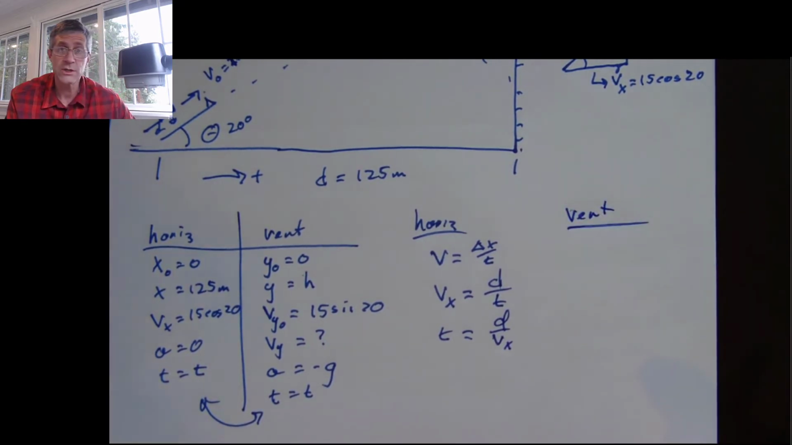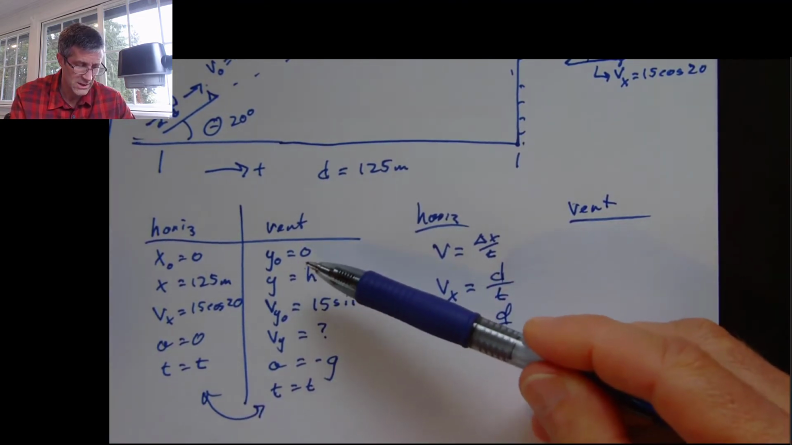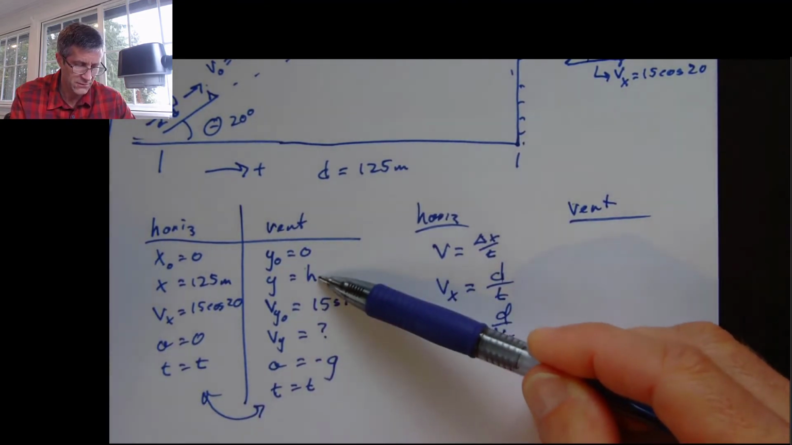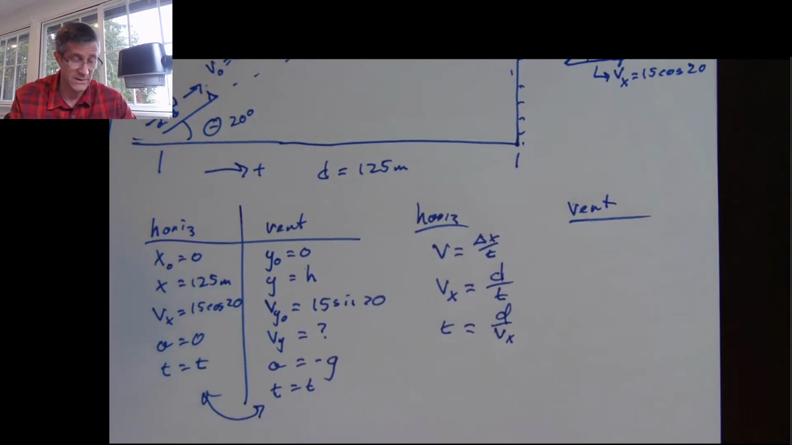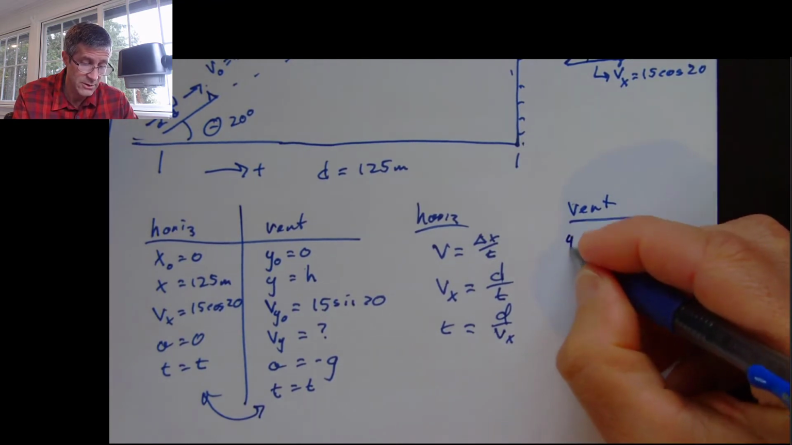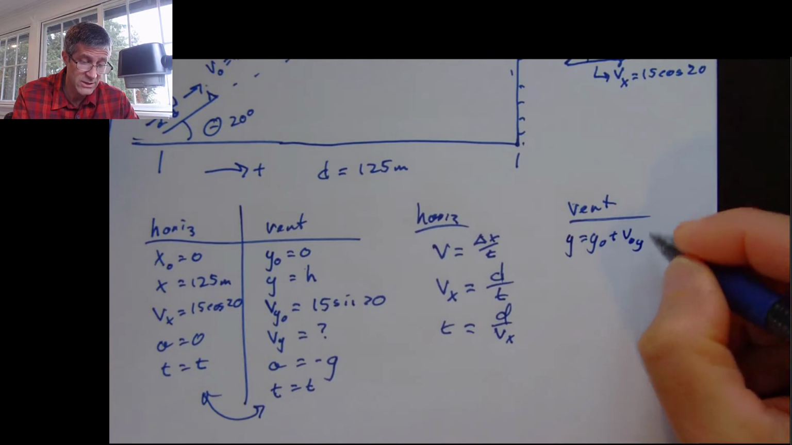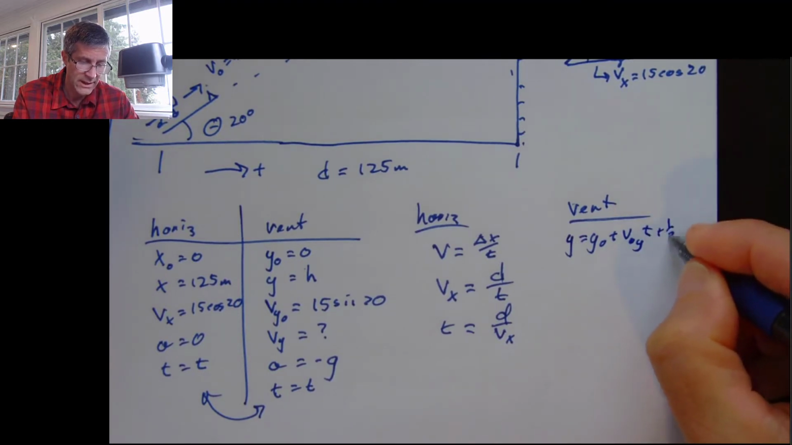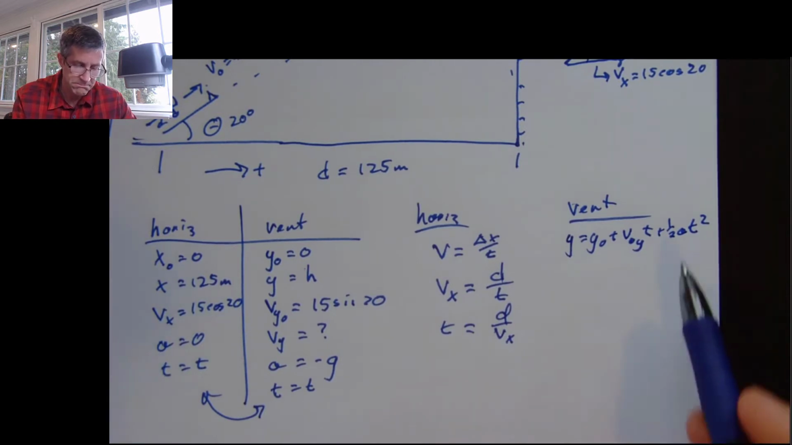I come up with an equation that works for vertical. So what do I care about in the vertical? I care about the initial and final positions. That narrows it down to a couple of equations. I don't care about final velocity, so I'm going to use this one: y naught plus v naught in the y direction times time plus 1/2 acceleration times time squared. Oh, it's going to be good.